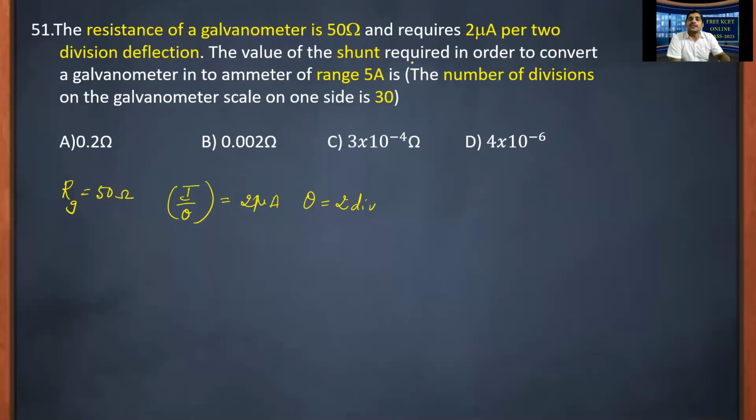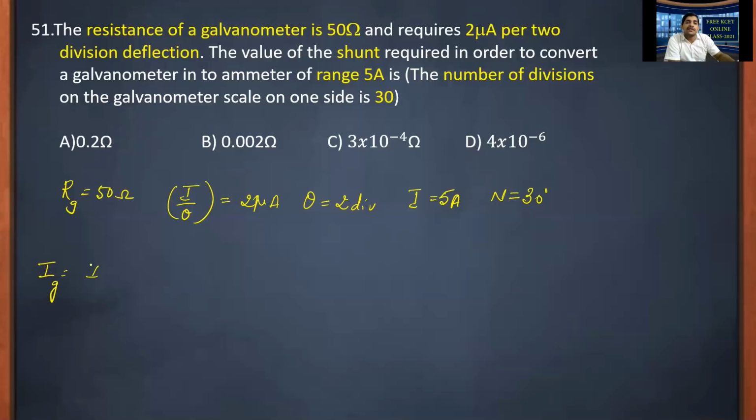Now the value of shunt resistance required in order to convert the galvanometer into an ammeter of range 5 ampere. The number of divisions on one side of the galvanometer is given to be 30. Once I by theta is given, let us find out the current required for full scale deflection. That is, for 2 divisions of deflection it needs 2 microamperes, so what is the current required for 30 divisions?